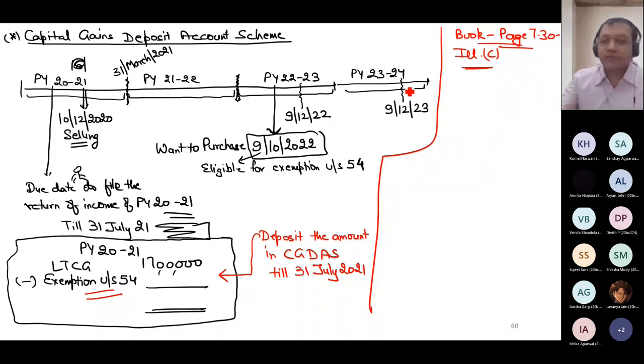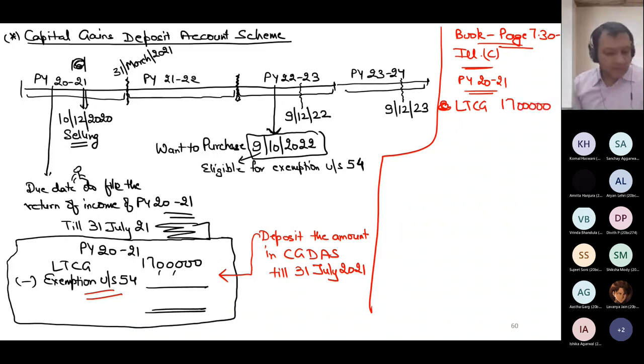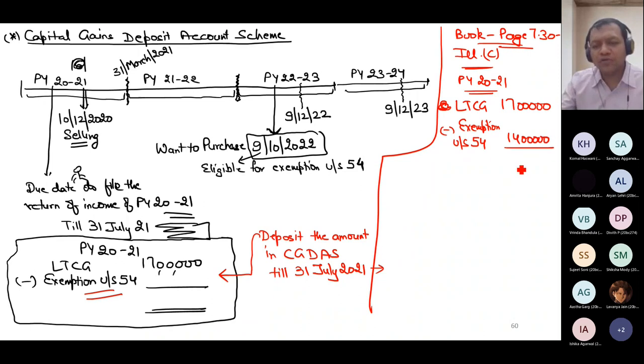Now let us suppose the same question is going on, previous year 2021, where the LTCG was 17 lakh. Now what the question says: he has deposited 14 lakh on 31st July 21 in the capital gain deposit account scheme for the purpose of claiming exemption. I will get the exemption only on the basis of this deposit, and the taxable LTCG becomes only 3 lakh.